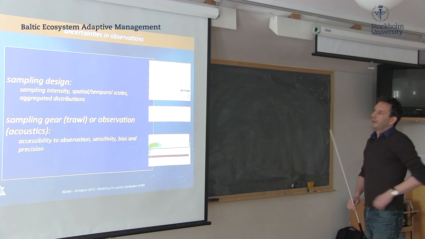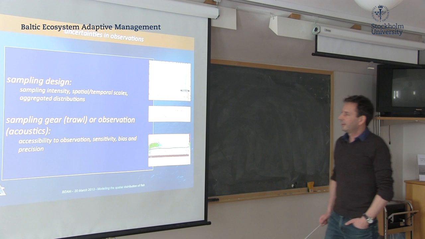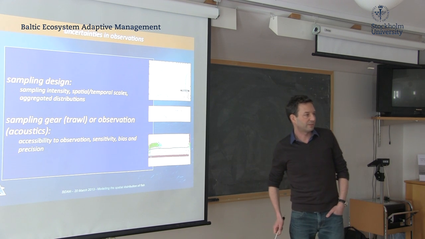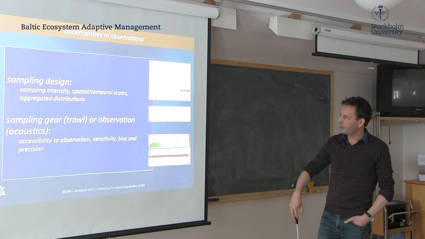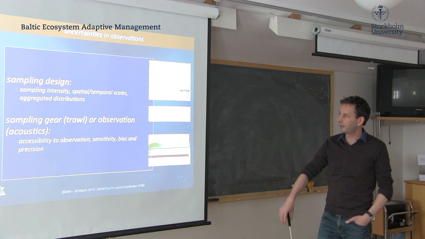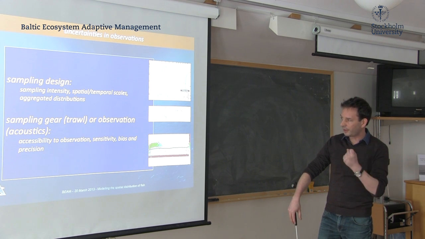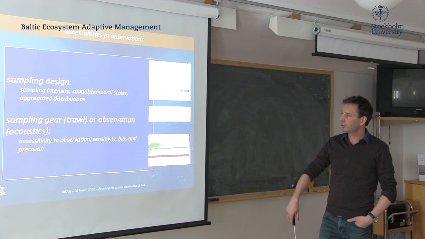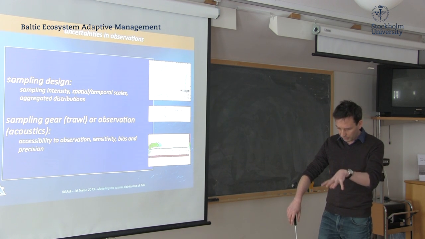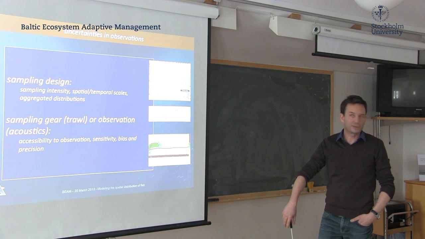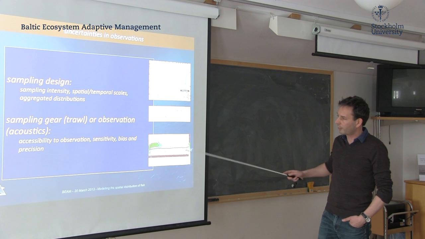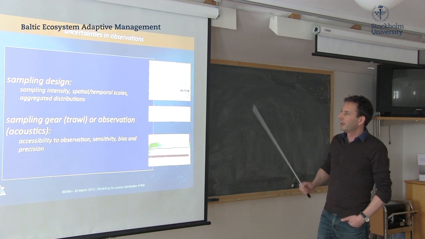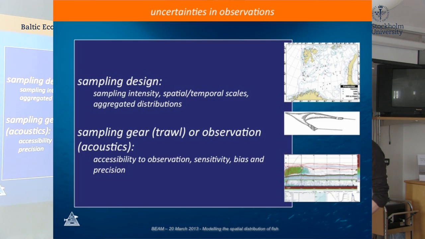So, observation of fish, there are different ways we can do that. The two common ways we do it is by conducting surveys, either using direct sampling, using trawls, pelagic or demersal trawls, or we do observation using hydroacoustics. So you have here an example of a trawl, and here an echogram from hydroacoustics. And of course, this is an example from the Barents Sea.